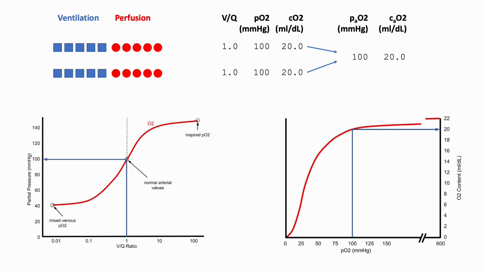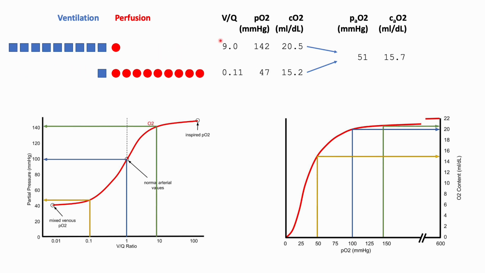Now let's consider a more extreme example of VQ mismatch, as might occur in CAL, for example. In this case, we now have a lung unit that has a VQ of 9 and the other lung unit has a VQ of 0.11. The high VQ lung unit has a PO2 of 142, corresponding to an oxygen content of 20.5 mL per deciliter. The low VQ unit has a PO2 of 47, which corresponds to an oxygen content of 15.1 mL per deciliter.